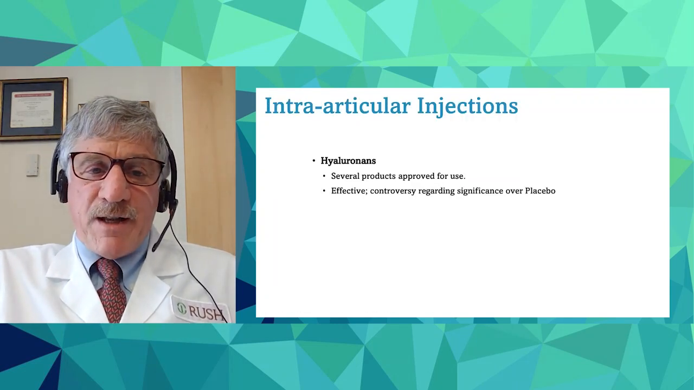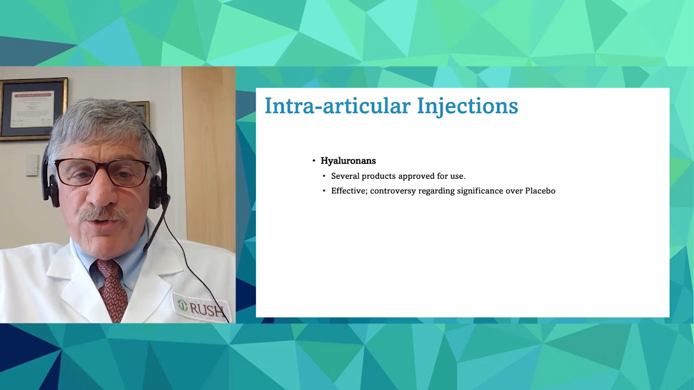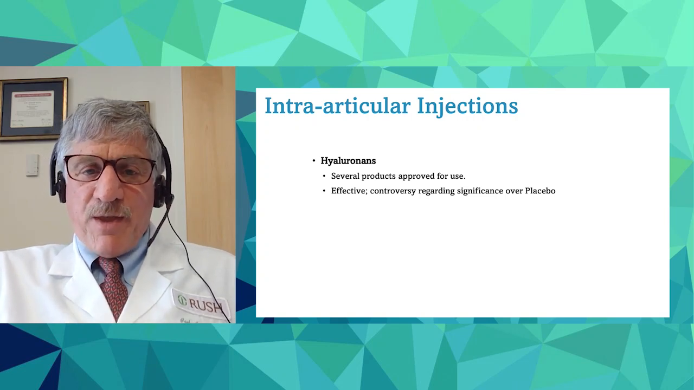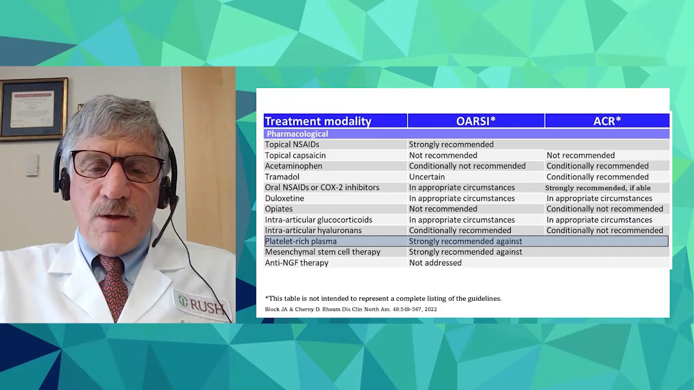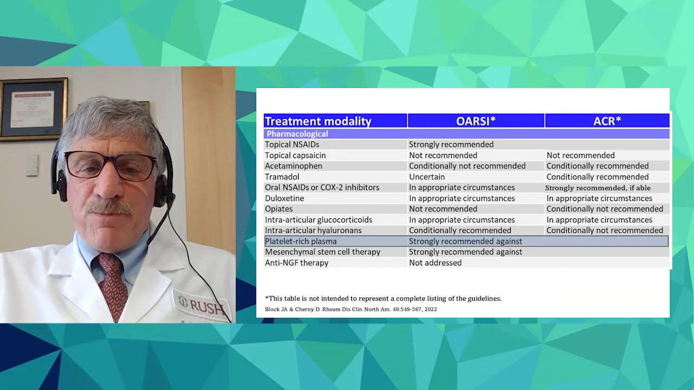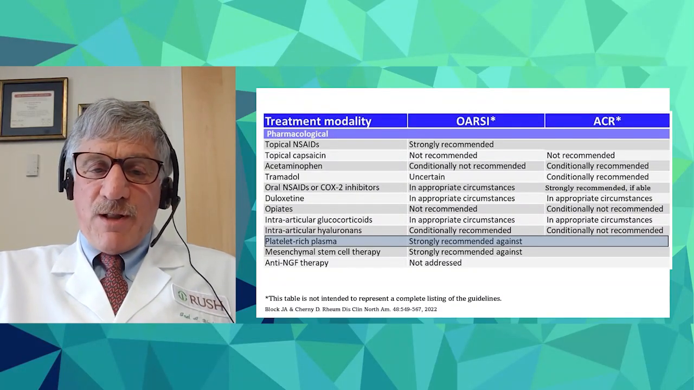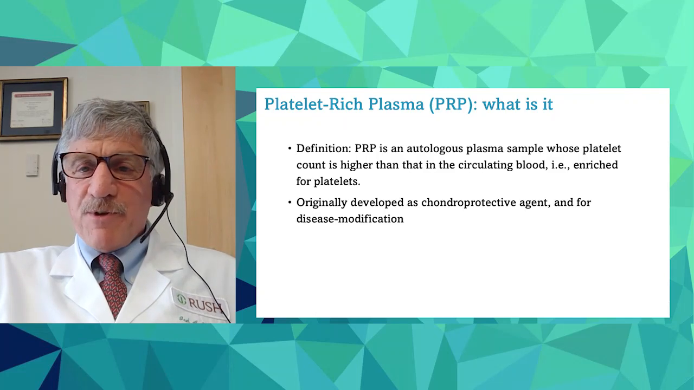So for hyaluronan, several products have been approved for use, and they are effective, but they only have a small increment above placebo. Let's talk about platelet-rich plasma. You'll notice that it is strongly recommended against, although it's become very popular.